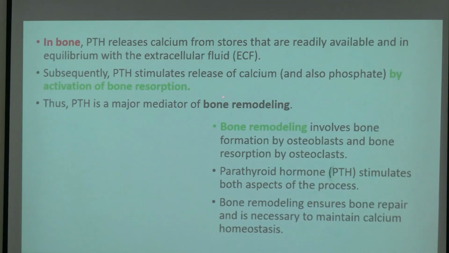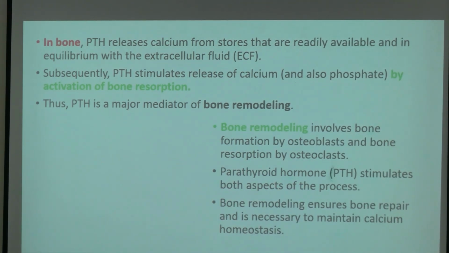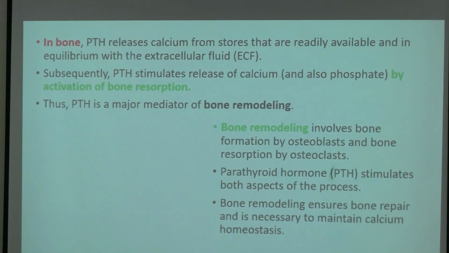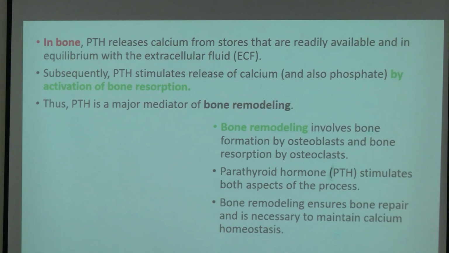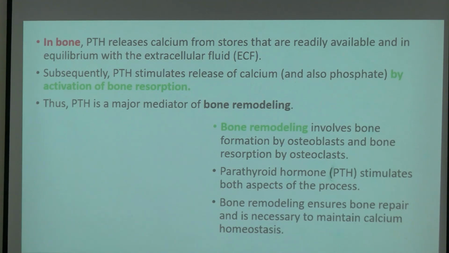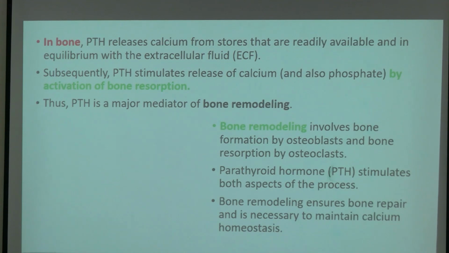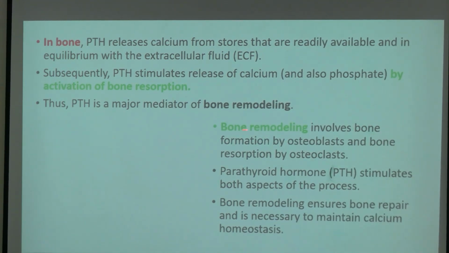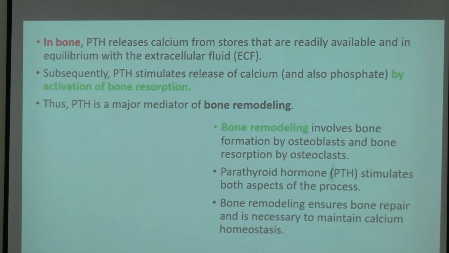And this release of calcium from bone is called the resorption process or resorption of calcium. Now, during the resorption of calcium, some chemical events take place. These chemical events ultimately alter the bone structure, called bone remodeling or remodeling of bone. So mainly two events occur in the bone remodeling process. The first one is, you can say, bone remodeling involves bone formation by osteoblast and bone resorption by osteoclast, right?